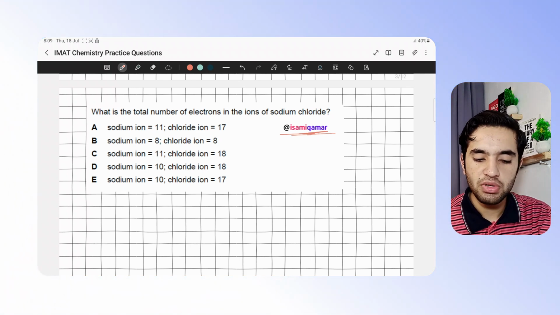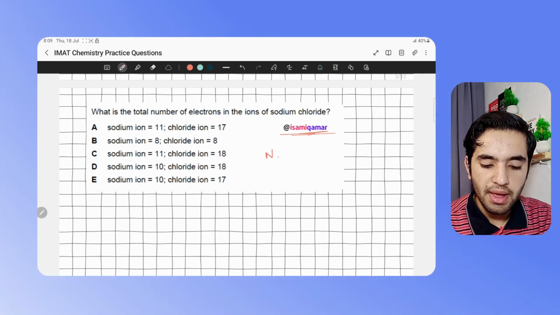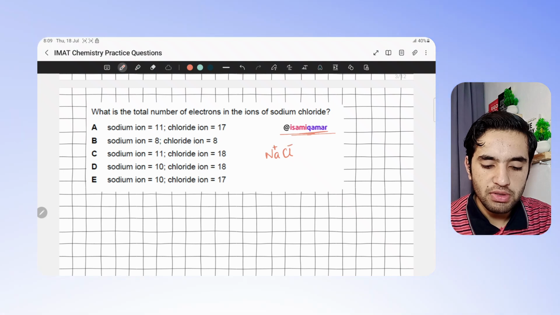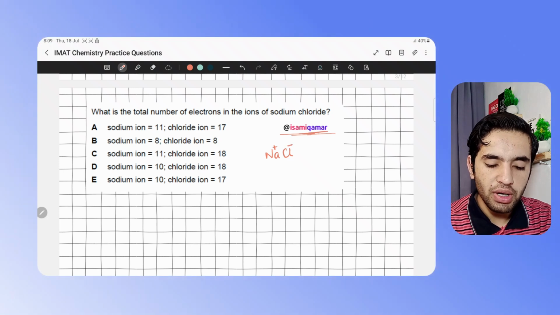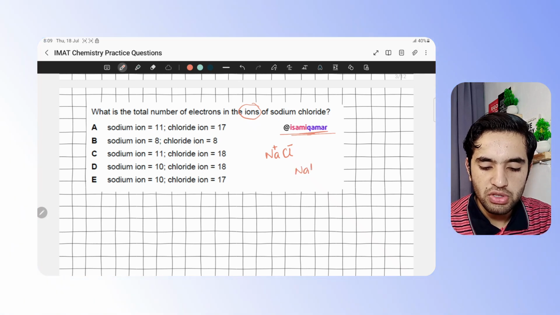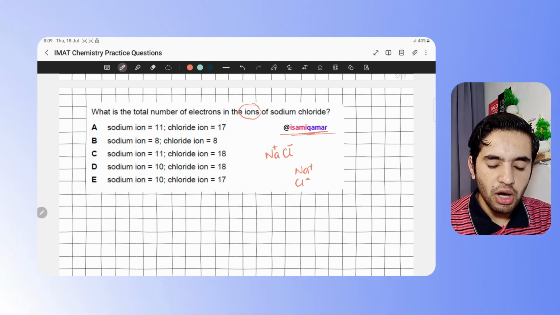What is the total number of electrons in the ions of sodium chloride? So first of all, understand what is sodium chloride. NaCl. Okay, so here Na will be positive, Cl will be negative. So it is asking for ions. Remember this: it will be Na positive, Cl negative. So now look here, ions of sodium chloride.